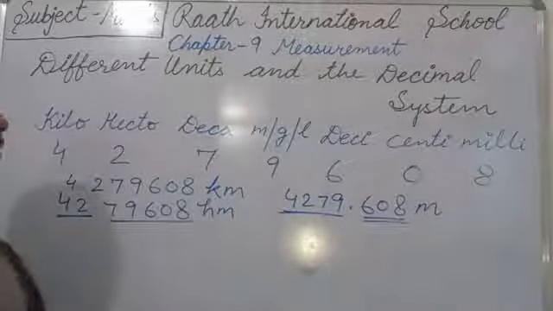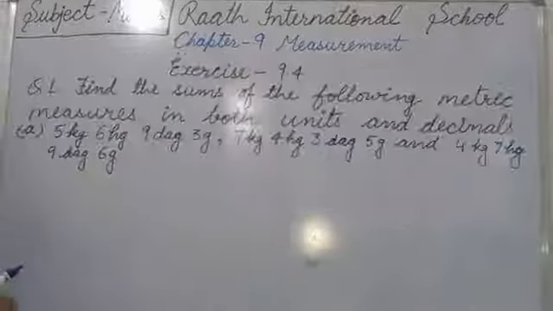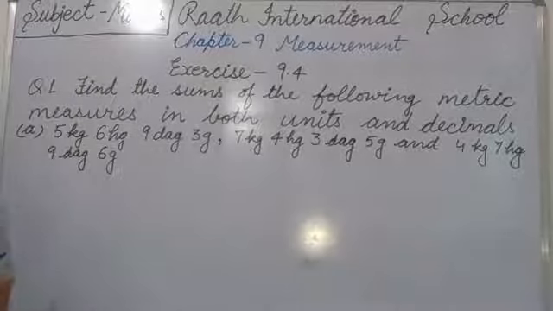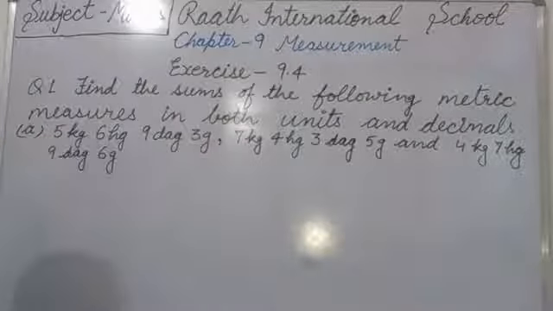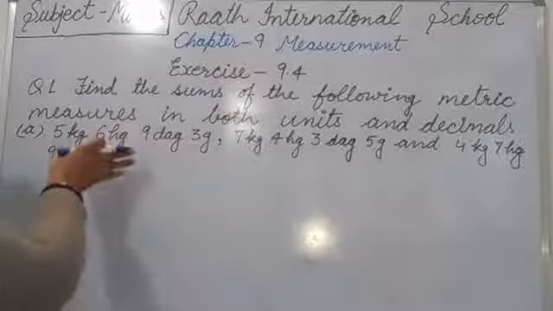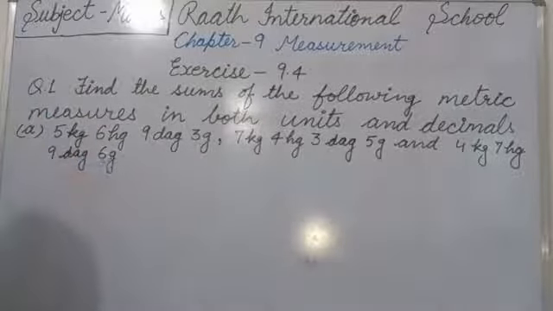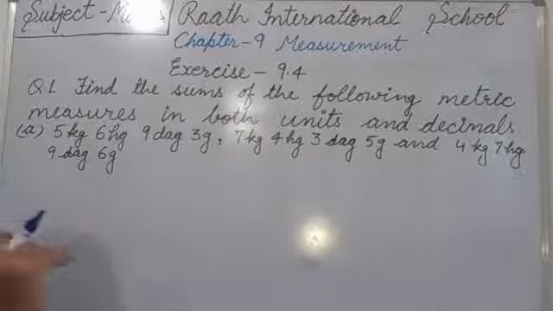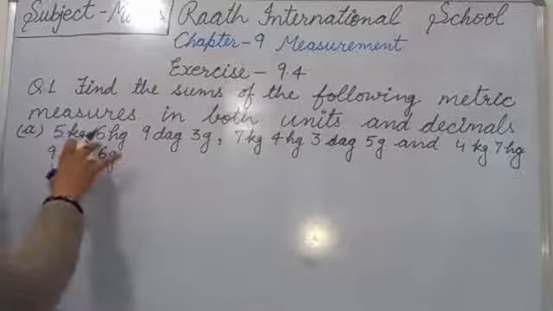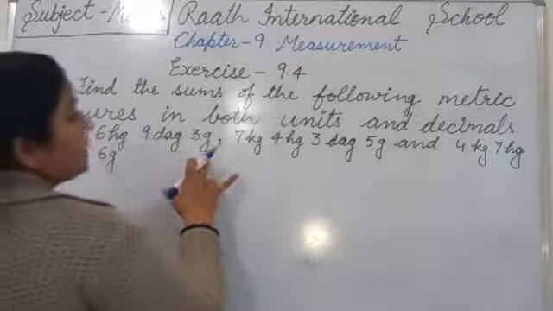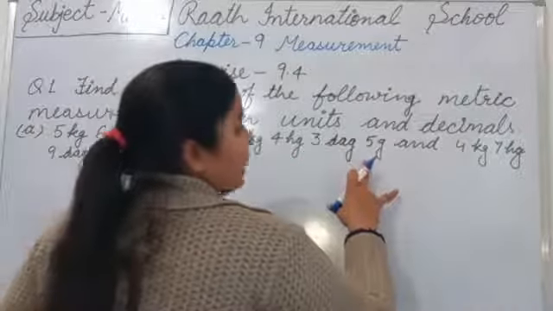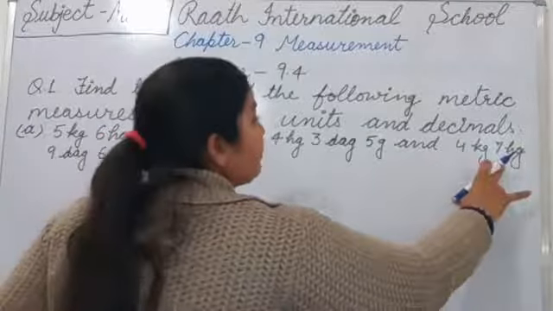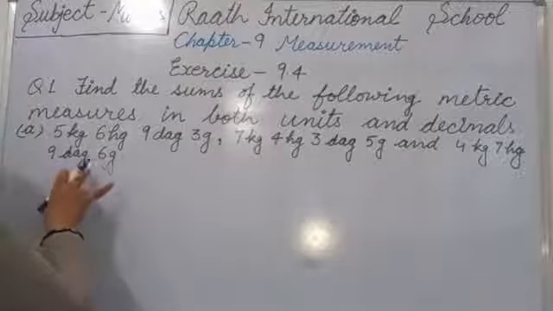After that now we will start our exercise. Now exercise 9.4. Question 1 is there. Find the sums of the following metric measures in both units and decimals. Means you should give the answer in units also and in decimal also. Means aap unit write karke units mein bhi answer denge aur decimal form mein write karke usme bhi answer aapko write karna hai. Clear? So a part is there: 5 kg, 6 hectogram, 9 decagram, 3 gram. Then second is 7 kg, 4 hectogram, 3 decagram, 5 gram. And 4 kg, 7 hectogram, 9 decagram, 6 gram.